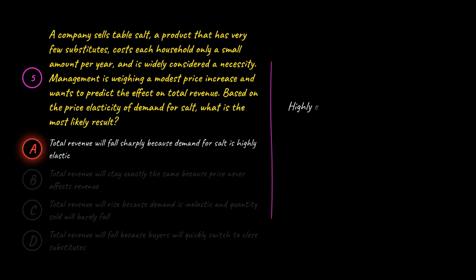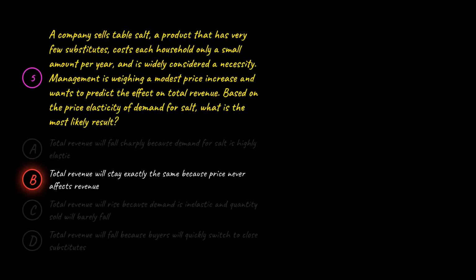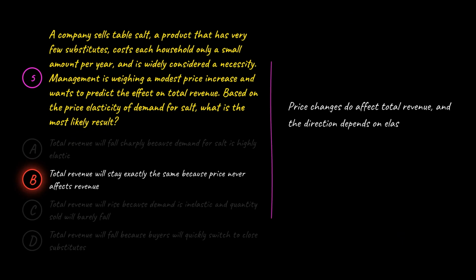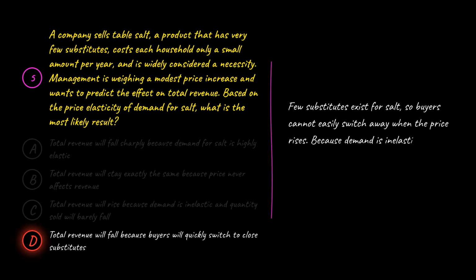A is wrong because highly elastic demand belongs to products with many substitutes or that consume a large share of income, which does not describe salt. With few substitutes, salt's demand is inelastic, so revenue rises rather than falls. B is wrong because price changes do affect total revenue and the direction depends on elasticity. Claiming revenue never responds to price ignores the core relationship between elasticity and revenue. D is wrong because few substitutes exist for salt, so buyers cannot easily switch away when the price rises. Because demand is inelastic, quantity barely changes and revenue increases.